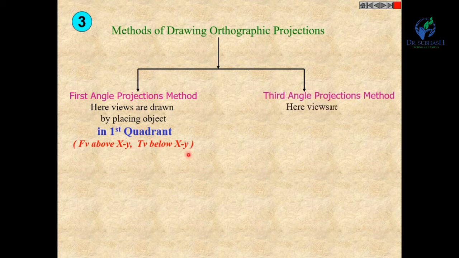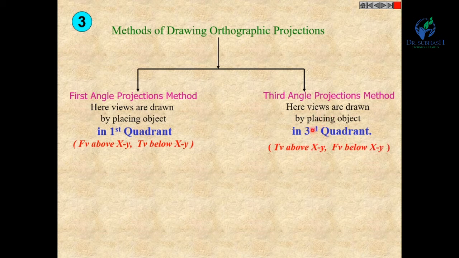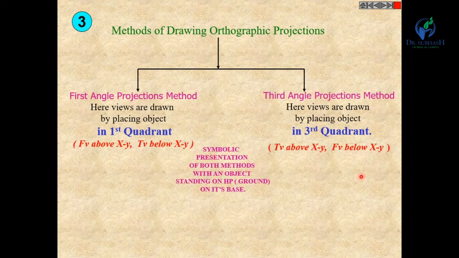And the second method is the third angle projection method. In the third angle projection method, the views are drawn by placing the object in the third quadrant. Object in the third quadrant means it is below HP and behind VP. So its top view is above the XY line and the front view is below the XY line.